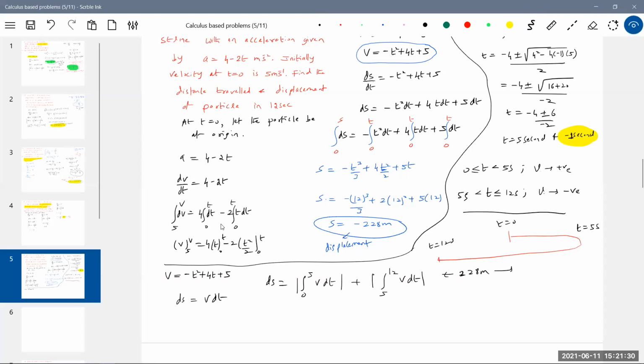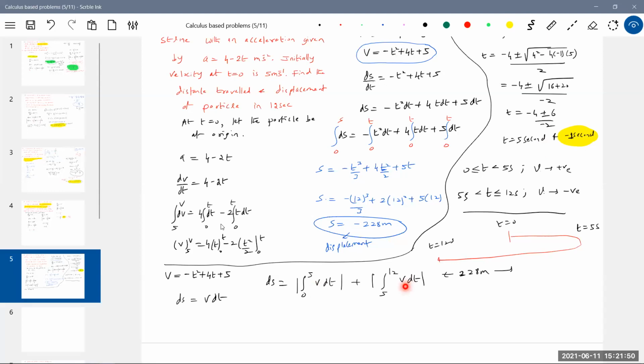Now, during 5 seconds, it was moving along the positive axis. After 5 seconds, it was moving along the negative x-axis. How do I come to know? This is also a big trouble. So therefore, what we do is just put v equal to 0. You'll get a time. Break up that limit, now 0 to 5, 5 to 12. Now among them, which one is positive, which one is negative? We need not bother.